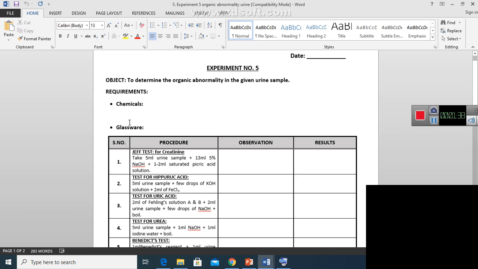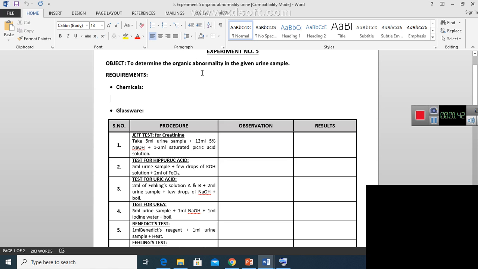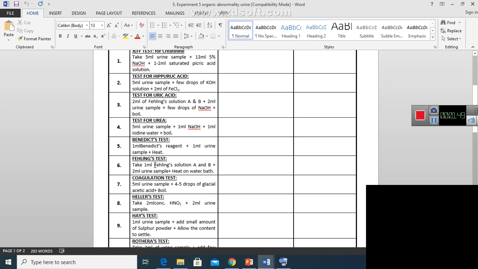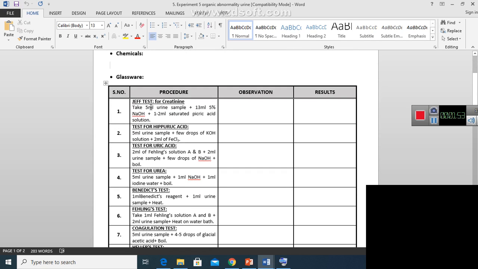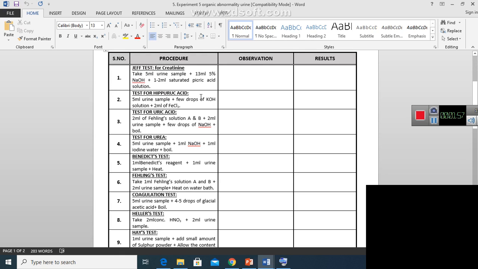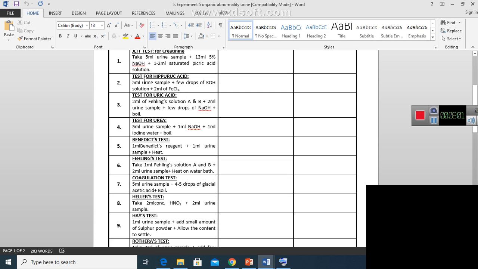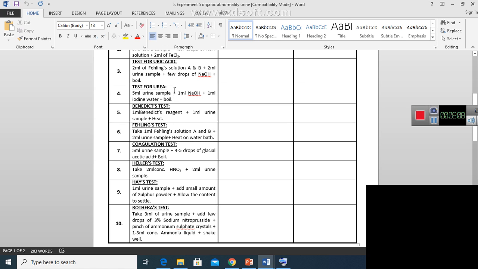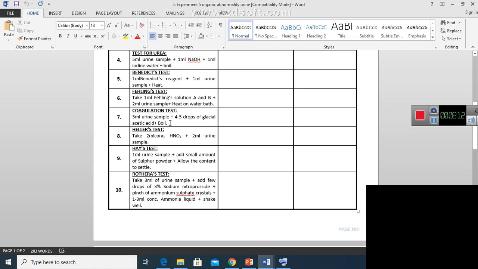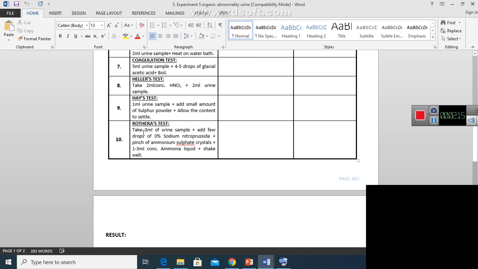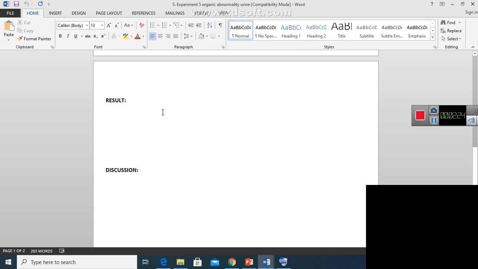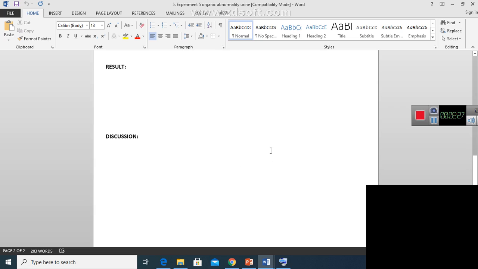What we require to perform this experiment: some chemicals and reagents, the urine sample and the glassware. And what tests will we perform in this experiment? We will perform the Jaffe test to determine the creatinine level, the hippuric acid test, the uric acid test, a test to find out the urea, the Benedict test, Fehling test, coagulation test, Heller test, Hays test, and Rothera's test. So we will be performing 10 tests, and then we will write our conclusion in the result section, and what we have seen as the observation and results in the discussion section.